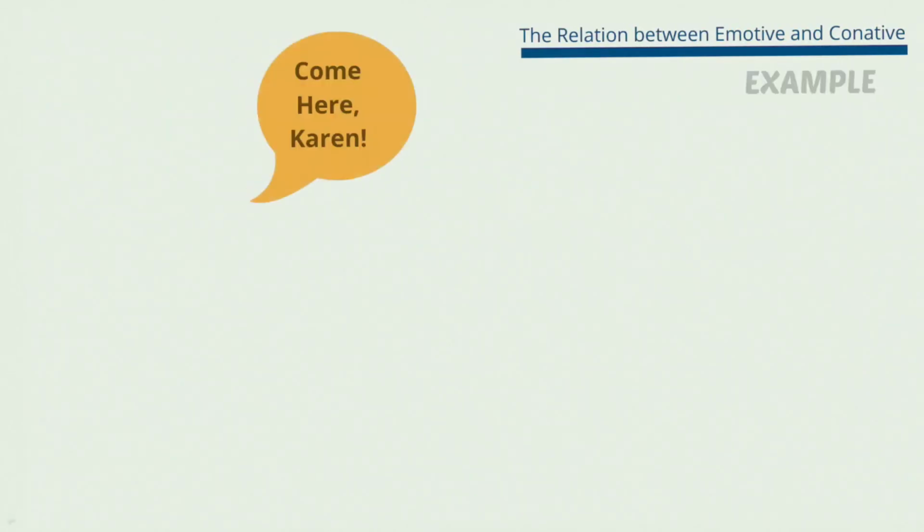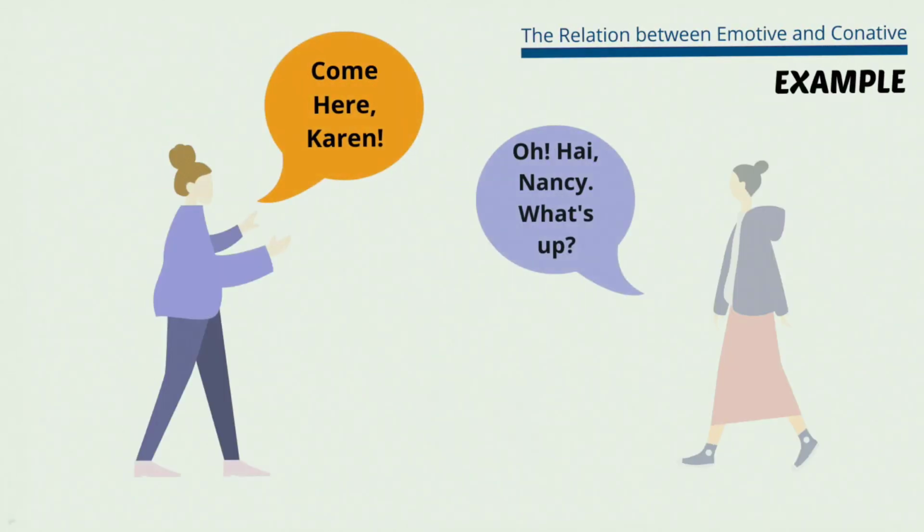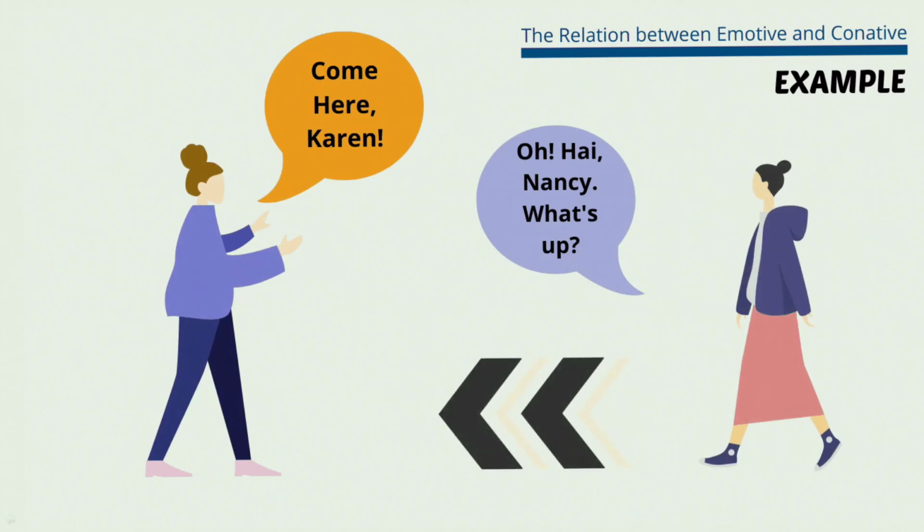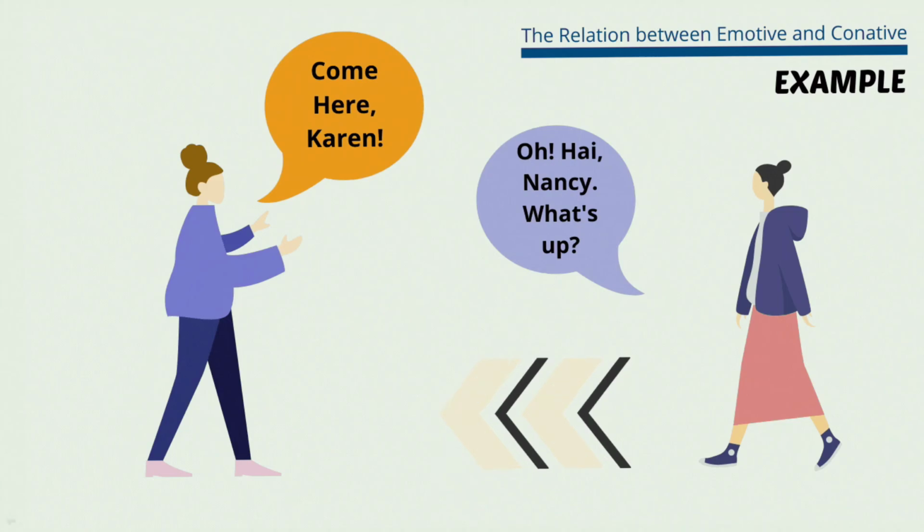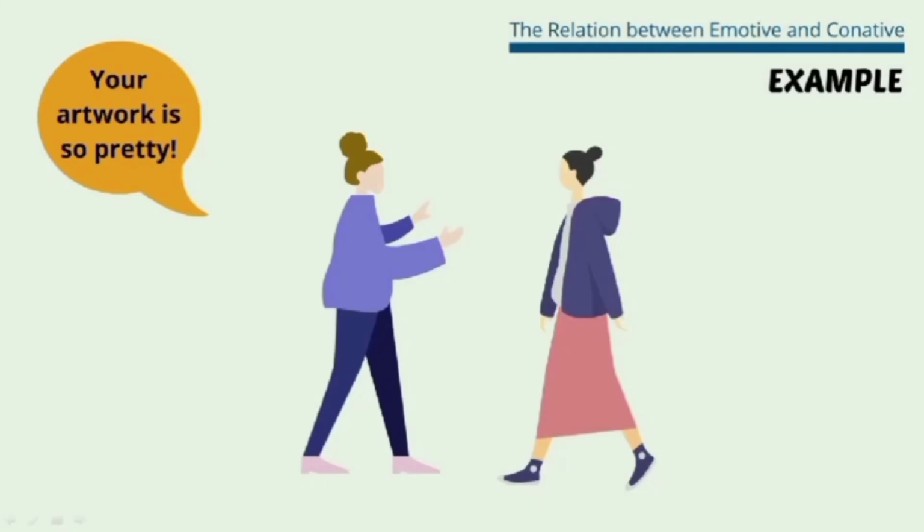Meanwhile, if both are not in the same sentence, it will sound like this. "Come here, Karen." Your friend Karen would reply, "Oh, hey Nancy, what's up?" After that, you can use a sentence that has an emotive function, such as, "Your artwork is so pretty." With that, the communication can be carried out. So when one of these functions dominates, the others are not needed, and vice versa.